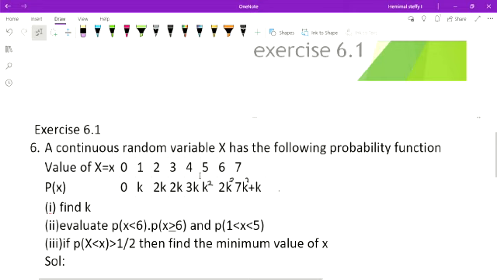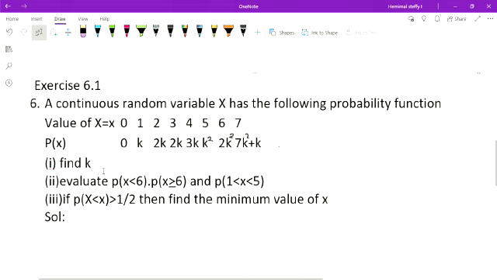A continuous random variable x has the following probability function, values and then probability are given. They are asking to find k, where k is a constant, then evaluate, and then a third question is also given. So first I am going to find the k value. What is the k value? How do you find that? Let us see.